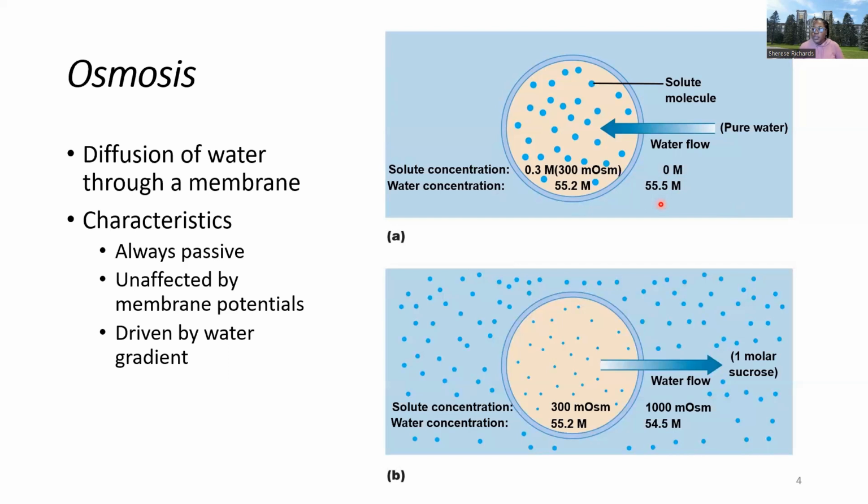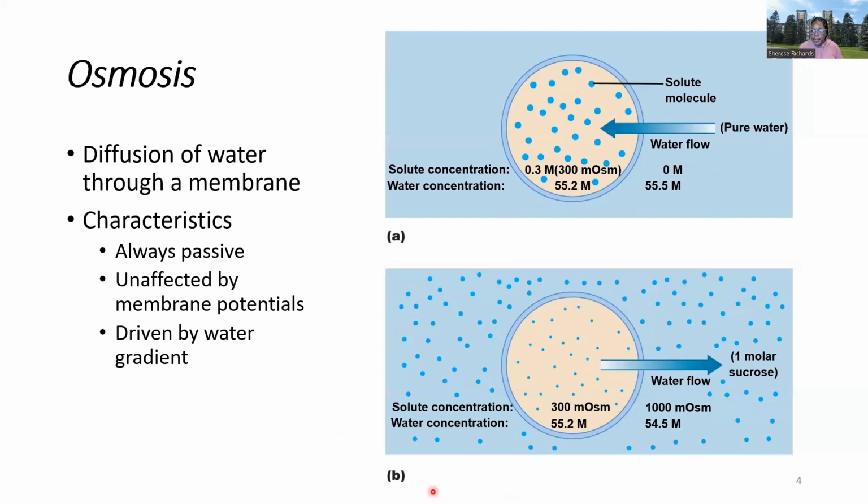So just comparing those 2 solutions, we can already detect a gradient for water. Water is at a higher concentration on the outside of the beaker or the cell. It's at a lower concentration purely because we have solutes that are dissolved in the solution now. And so now the gradient for water movement is from high concentration on the outside to low concentration on the inside. So water will move into this cell.